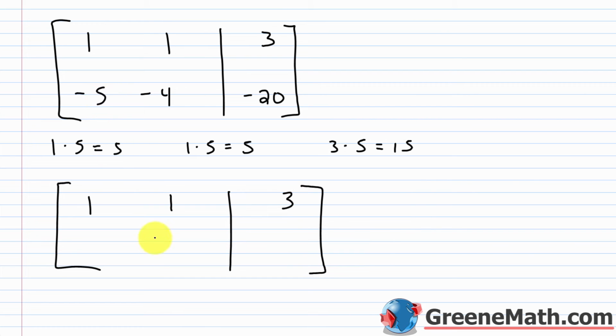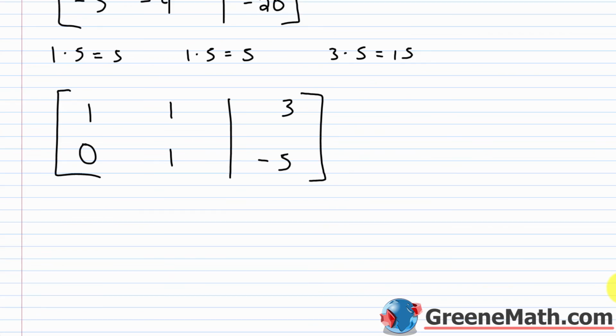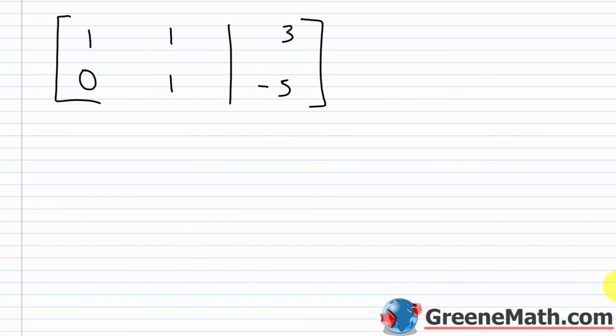So 5 plus -5 is 0. 5 plus -4 is 1. And then 15 plus -20 is -5. Now, it just so happens that this is an easy example, and I've already got what I want, which is row echelon form. I've got ones down the diagonal, I've got a 0 over here, and I've got real numbers here. So again, once we have it in this format, we can use substitution to find our solution.